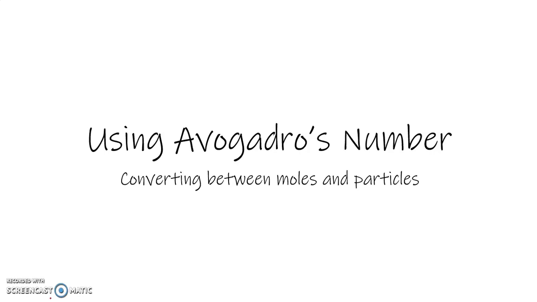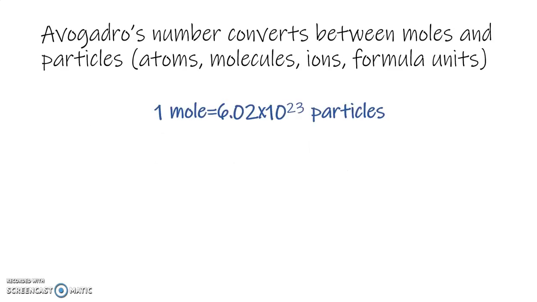This video is going to look at what Avogadro's number is and learn how to use Avogadro's number to convert between moles and particles. So to begin with, Avogadro's number is 6.02 times 10 to the 23rd, and that's how many particles are in 1 mole of a substance. Those particles could be atoms, molecules, ions, or formula units in the case of ionic compounds.